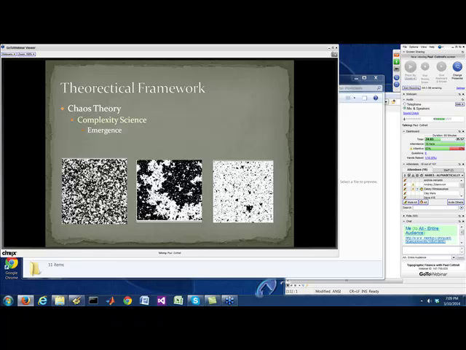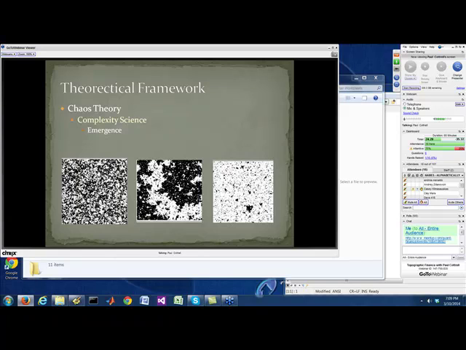Now, here's some of the theoretical framework that ties into the previous lecture that I did last week on complexity science. So again, I'm a chaos theorist, and I focus primarily on chaos theory. And there are some sub-themes in chaos theory. One of those sub-themes is complexity science and the idea of emergence.